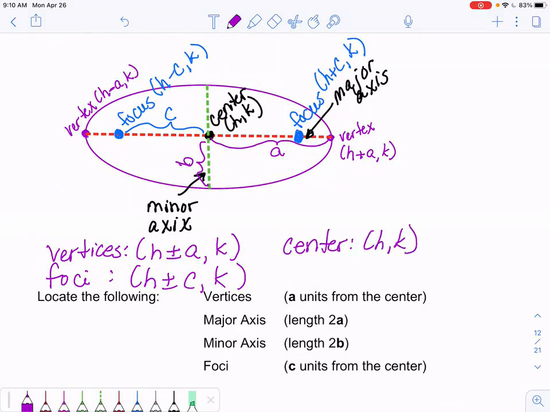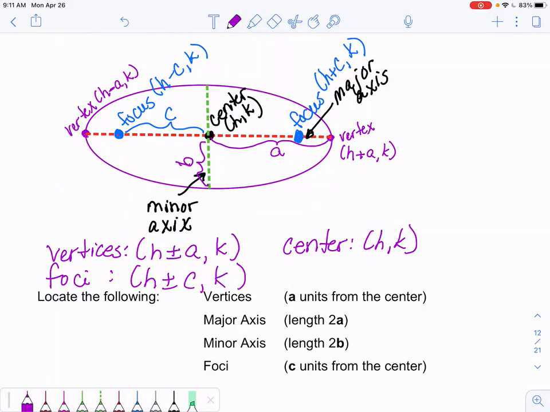A lot of information for one graph. So A is to get to the vertex. B is the other direction, the opposite direction of the vertex. And C is the distance from the center to the focus.